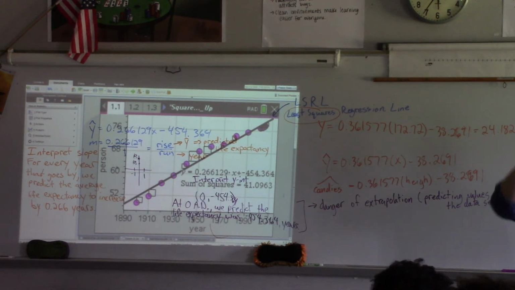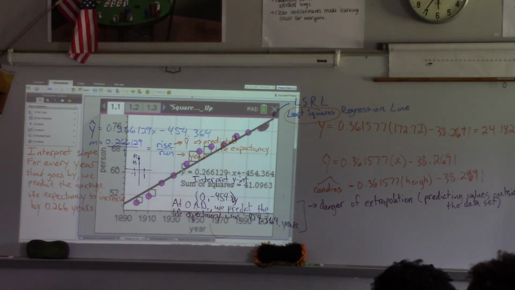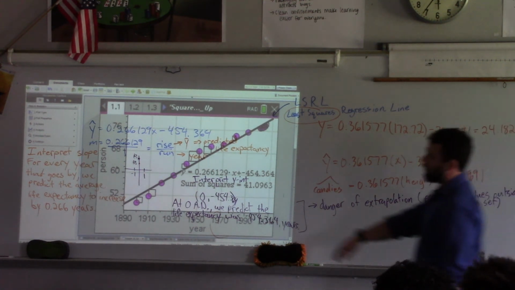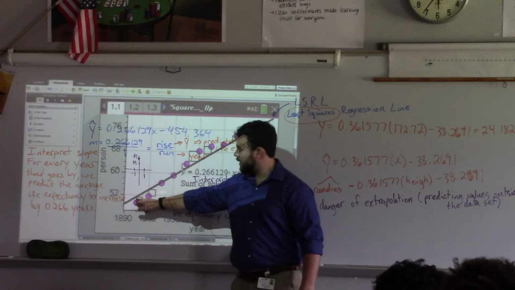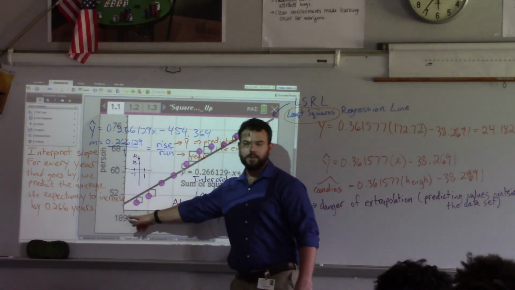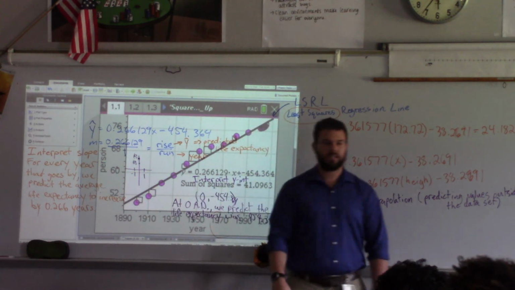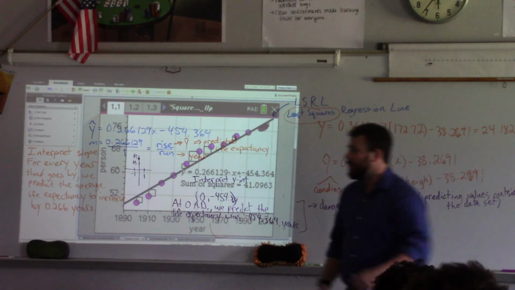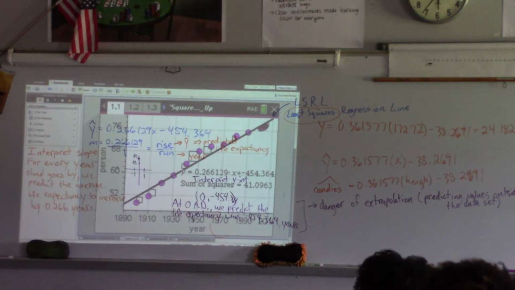Did we have any data points anywhere close to the year 0? No. What's the lowest year we had? I think the lowest data point was 1890 something. No, the lowest data point was 1900. So it's between 1890 and 1910.